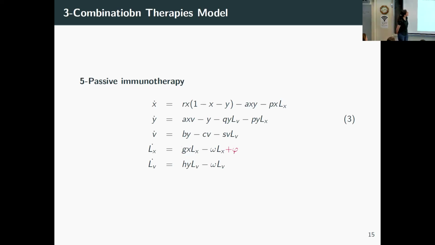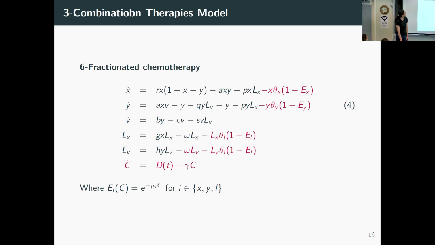Okay, we have passive immunotherapy. The lymphocytes are removed from the patient. In vitro, they are modified so that they can identify the antigens on the tumor, and they are injected back into the patient and they have antibodies to kill the tumor cells better. Okay, and we have the infusion rate for this therapy added to the tumor-specific leukocytes.